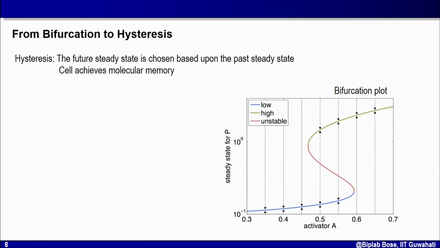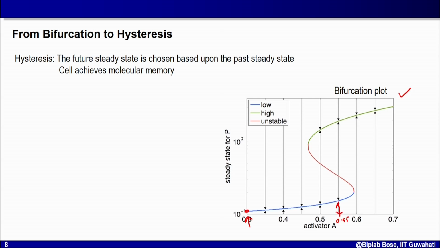Let us look into another interesting thing that can happen in cell biology due to bifurcation. I have drawn the same bifurcation plot here that we discussed some time back. Suppose initially I am treating the cells with a signal of 0.3. If I allow the system to reach steady state, the steady state value of P will reach here. Then I add some more of the signal A, or activator A, and suppose the total concentration becomes 0.55.